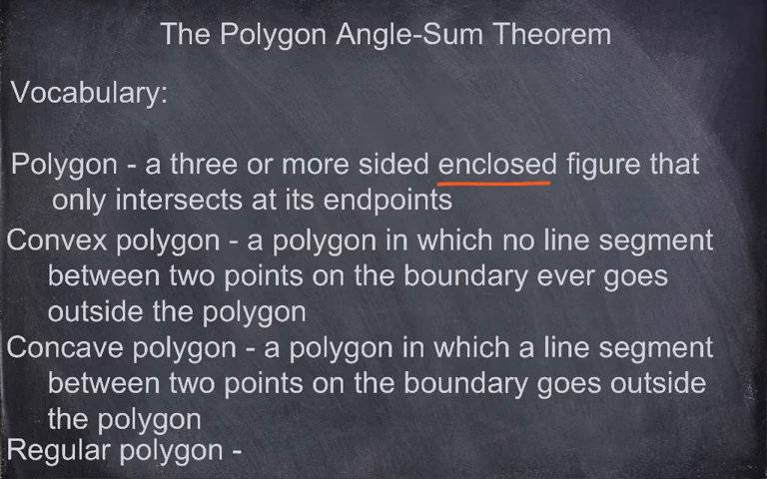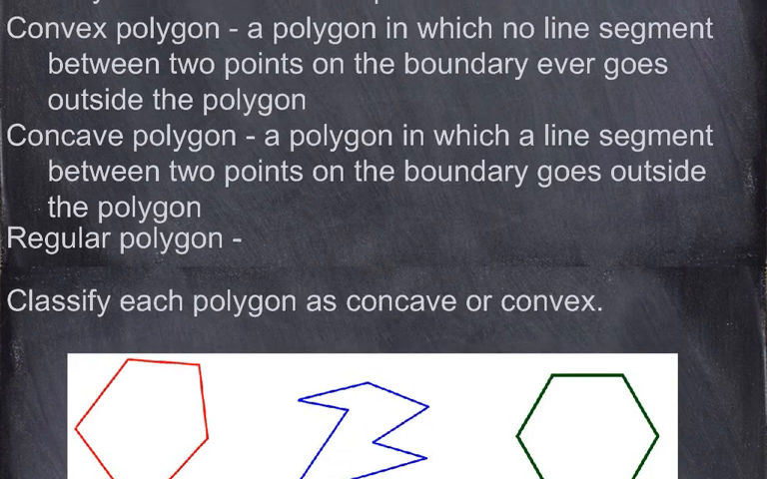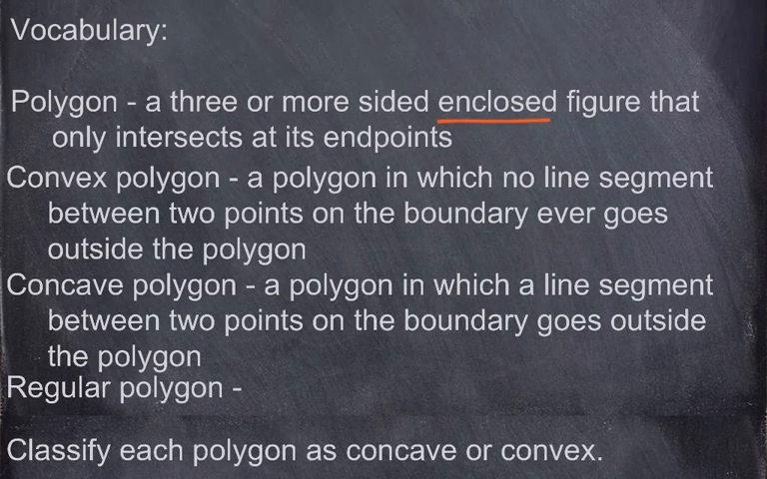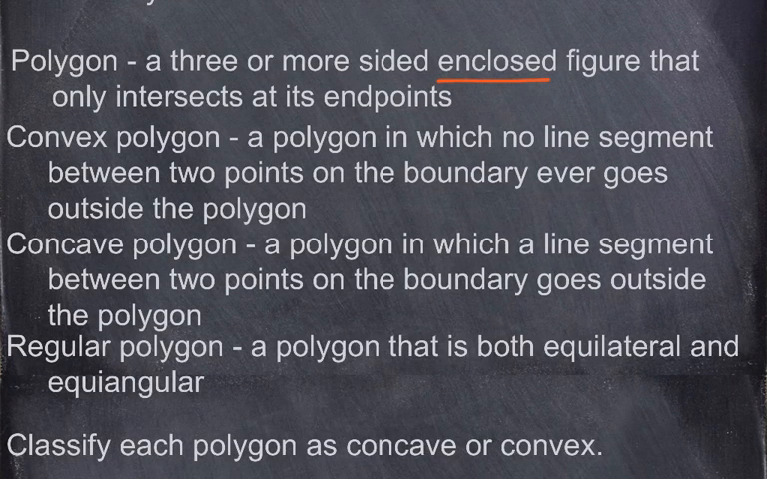Okay. Next we have regular polygon. A regular polygon is a polygon that is both equilateral and equiangular. So the interior angles will all have the same degree measure, and the length of each side of the polygon will be the same measure in length. So it's both equiangular and equilateral. Okay, now let's go back to concave and convex.